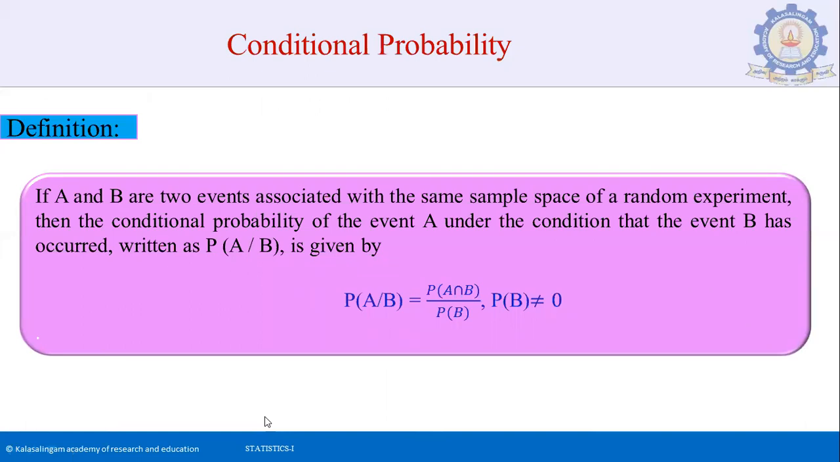Conditional probability. If A and B are two events associated with the same sample space of a random experiment, then the conditional probability of the event A under the condition that the event B has occurred, written as probability of A given B, is given by probability of A given B equal to probability of A intersection B divided by P of B, provided P of B is not 0.